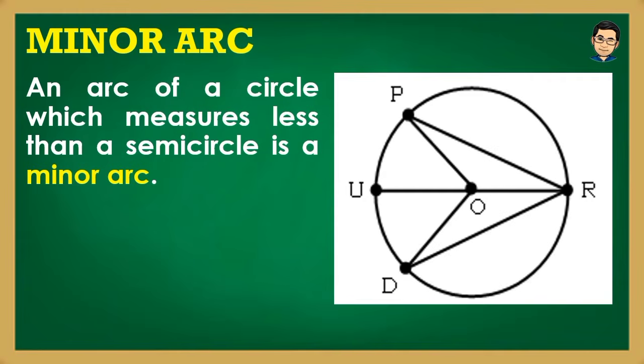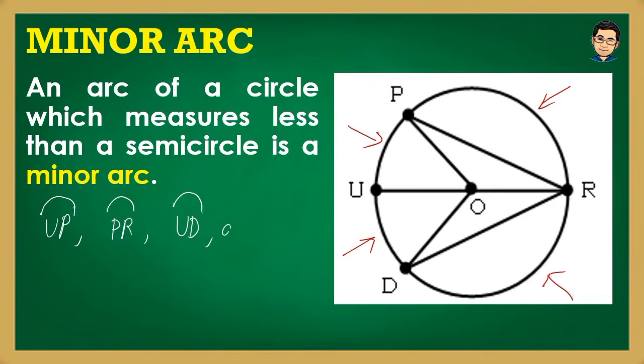Okay. So, let's identify the minor arcs on the given circle. Ito po sila. UP, PR, or RP, UD, o kaya naman DU, or DR, or RD. So, sulat lang natin. Arc UP, arc PR, arc UD, and arc DR, are minor arcs.